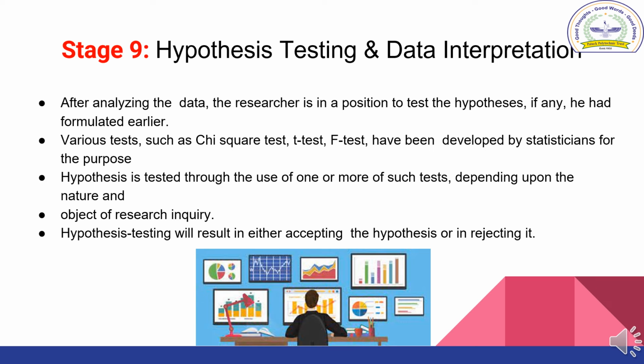Hypothesis testing and data interpretation is done once the data has been analyzed, cleaned and organized in such a manner that tests like the chi-square test, t-test, f-test, all these can now be applied by the statisticians or the researchers. And only then can you start testing your hypothesis, which was primarily your objective. So you are now able to do that in this stage.